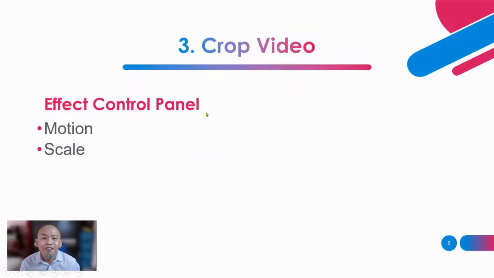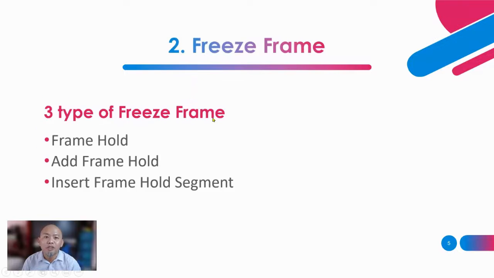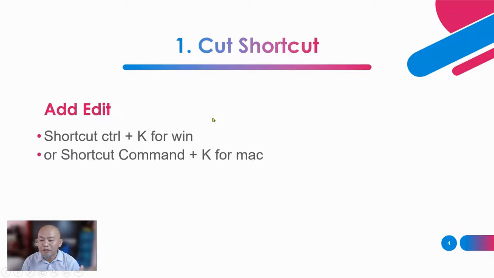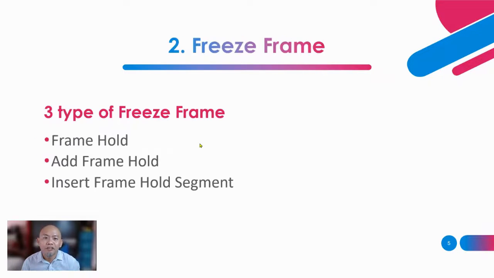So third tip, crop video. We already know how to do a cut, simple: Control K, Command K, faster. Use your playhead to choose your cutting point, then hit Control K or Command K to split the video. Freeze frame, don't worry to use a freeze frame, don't worry to freeze your video so that we can put more graphic, more information graphic into our video.